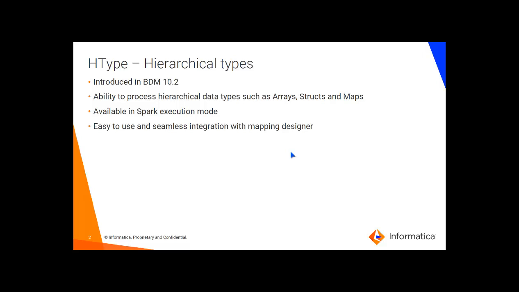With this functionality, now you'll be able to process hierarchical types such as arrays, structures, and maps in the Spark execution mode. They're built into the product so that you have a seamless integration with the existing mapping designer, and you can use them in conjunction with many other transformations inside the mapping editor. Let's take a quick look at the mapping canvas and see how this can be used.